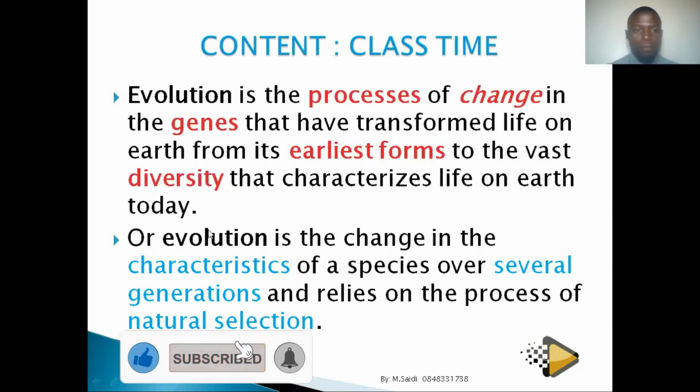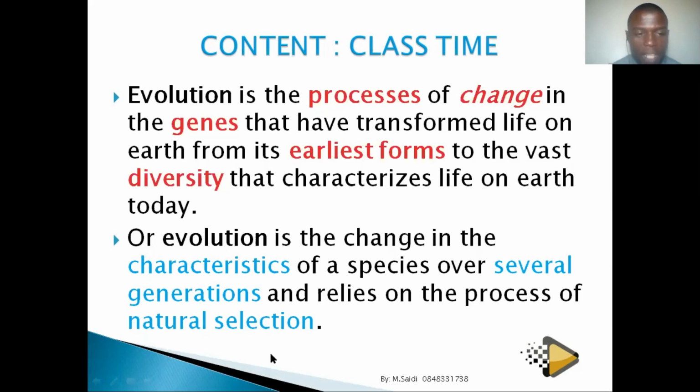So basically, evolution depends on natural selection. The characteristics will change over generations, but this process is a result of natural selection. So you need to understand the concept of evolution: change from a simple to a more complex organism. That's the meaning.